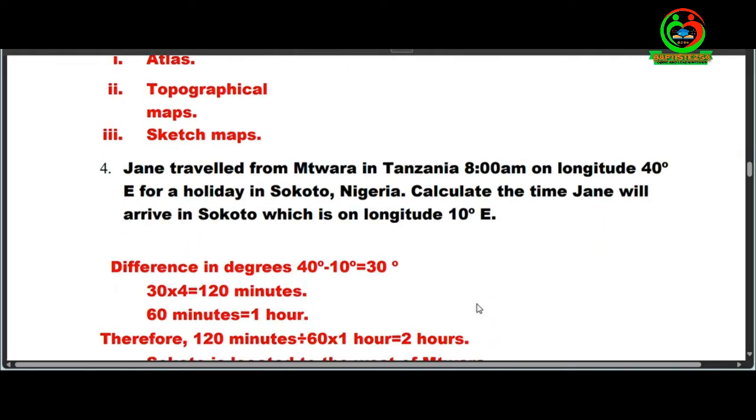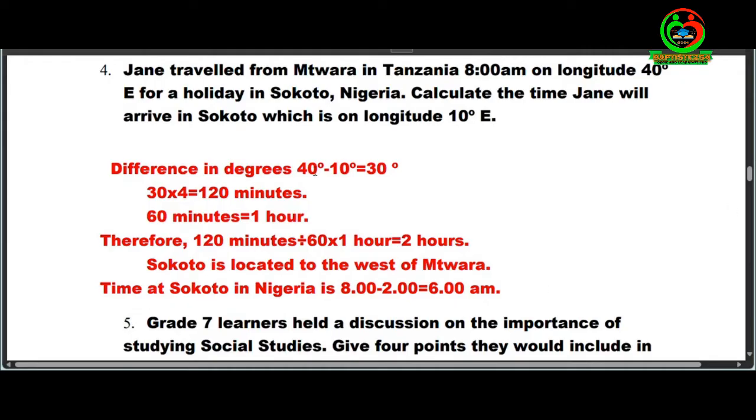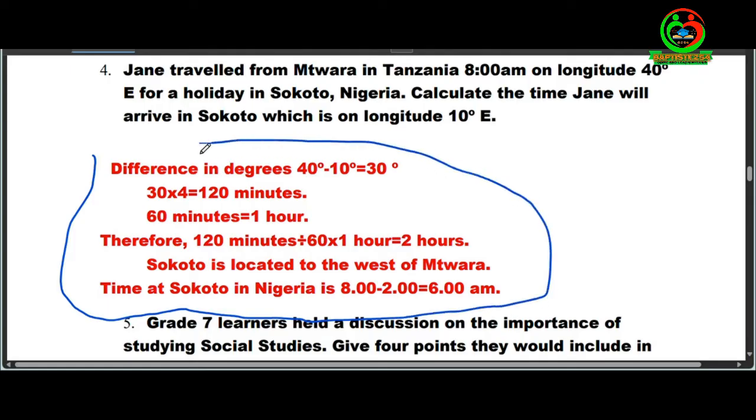Jen traveled from Mtwara in Tanzania at 8 a.m., on a longitude of 40 east, for a holiday in Sokoto, Nigeria. Calculate the time Jen will arrive in Sokoto, which is at a longitude of 10 degrees east. So these were the answers. You will be able to look at the answer here, what happened.